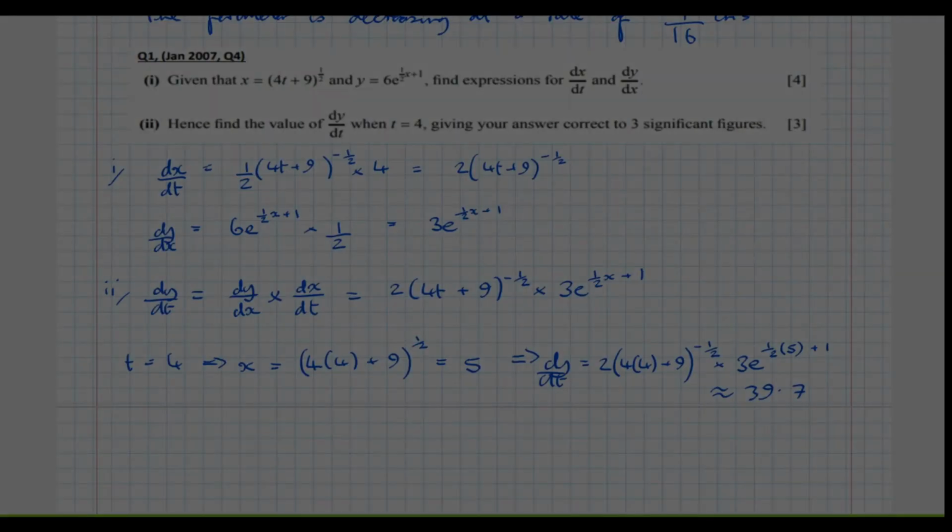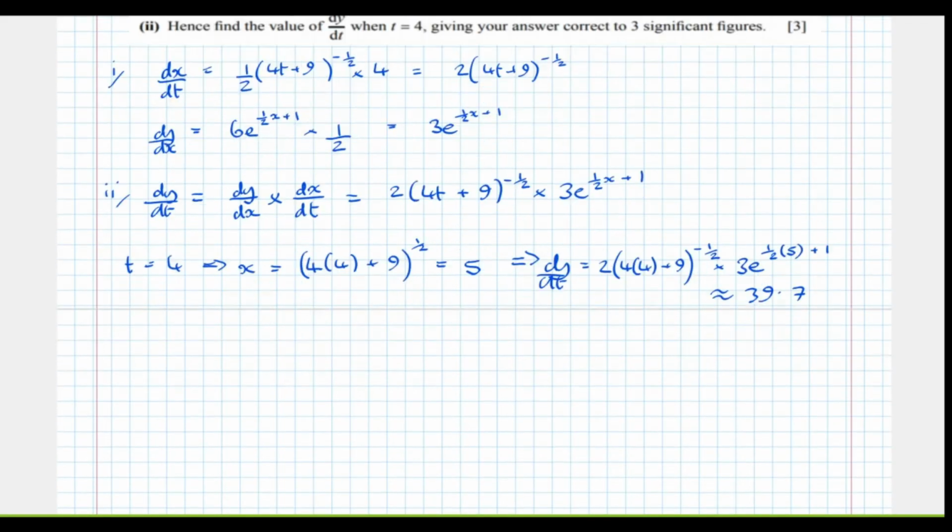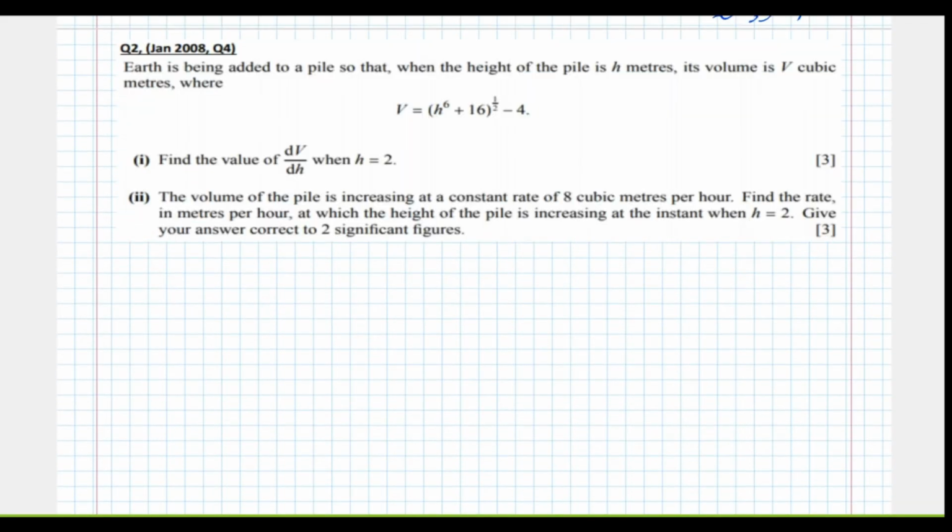We'll do another, and we'll keep on going like this. We'll keep on doing questions like this to familiarise ourselves. Right, earth has been added to a pile so that when the height of the pile is h meters, its volume is v cubic meters, where v is that formula there. Find the value of dv by dh when h equals 2. I think you can do that.